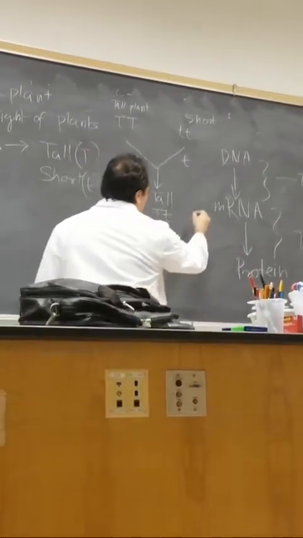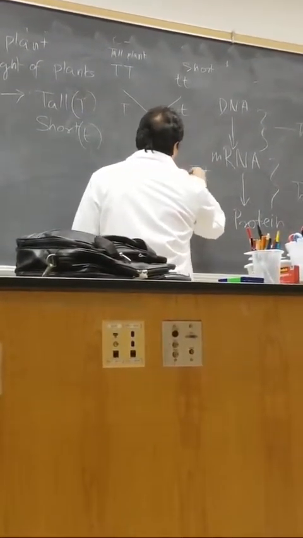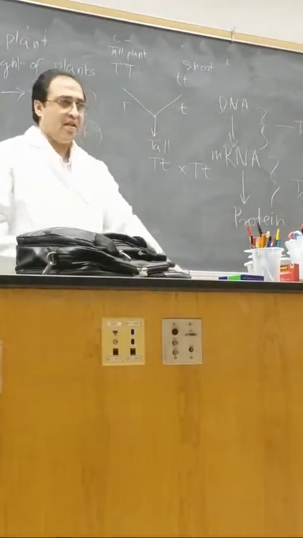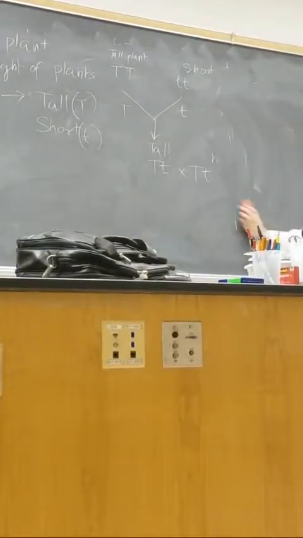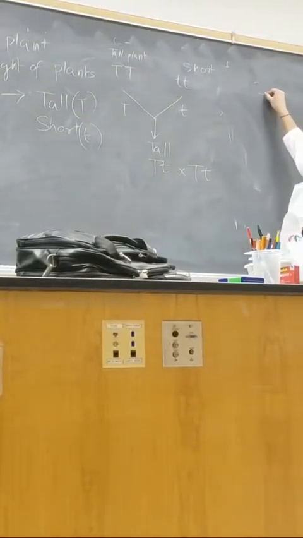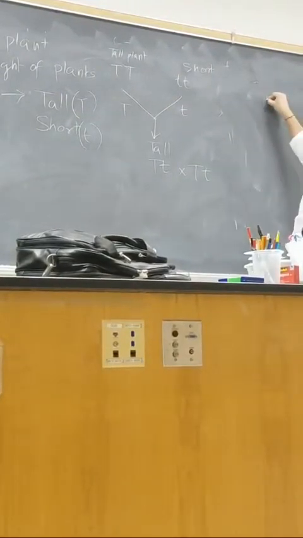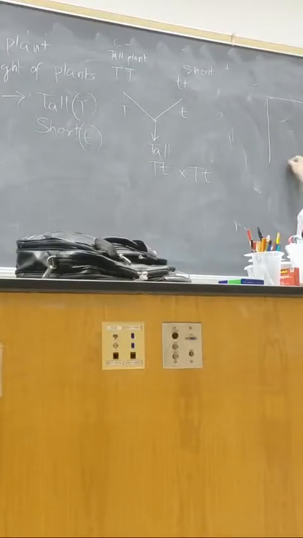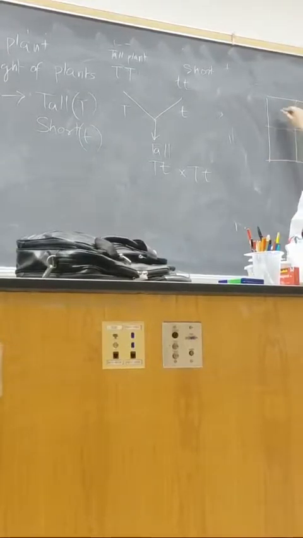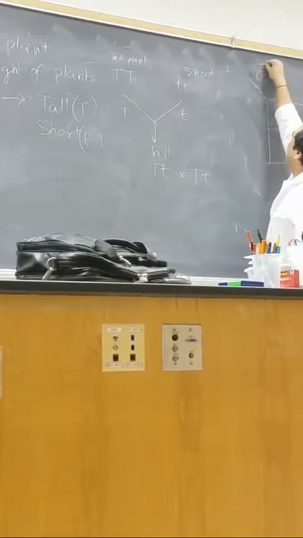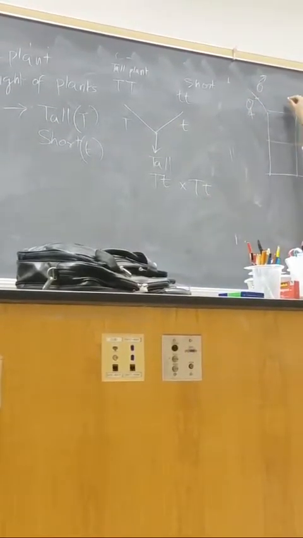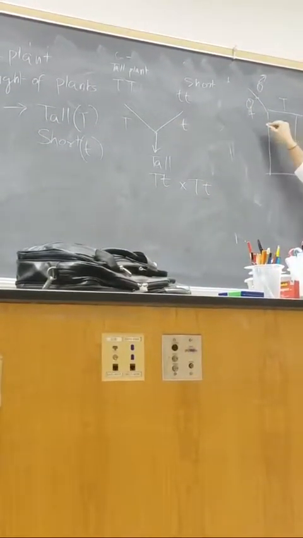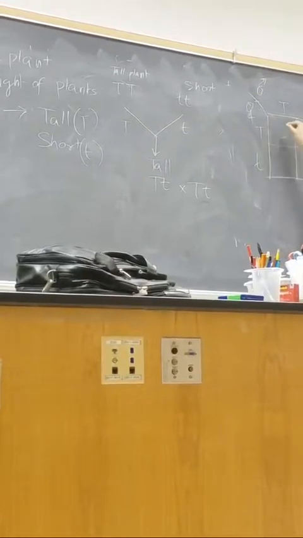Next, when he crossed these 2 plants, what happened? So, I can draw the Punnett square here. Male, female. So from the male we'll have these 2 characters. From the female we'll have these 2 characters.